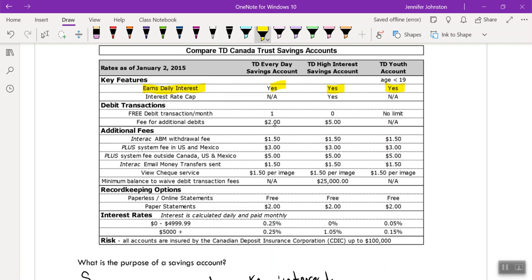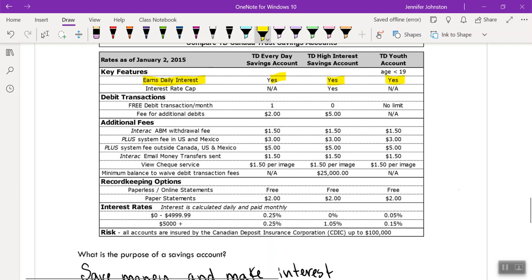For this one too, if you had the everyday, you'd be charged $2, but you get one free one. And if you have a youth account, it's kind of unlimited. So if you were to click on checking or savings, it wouldn't really matter. However, when you're past 25 or not a student anymore, you have to really watch out for those additional fees.